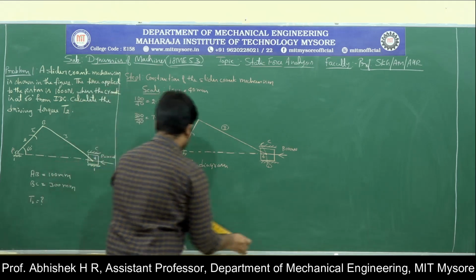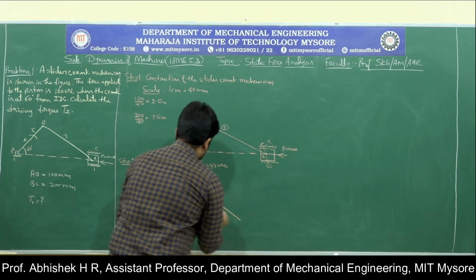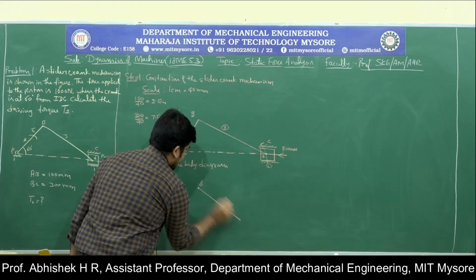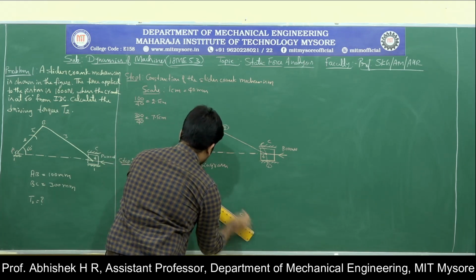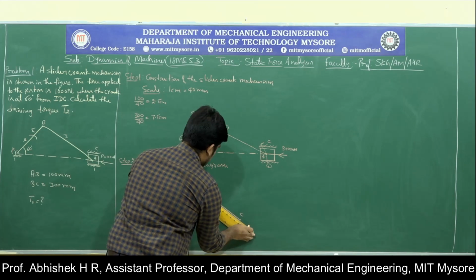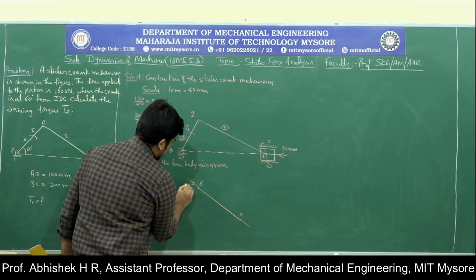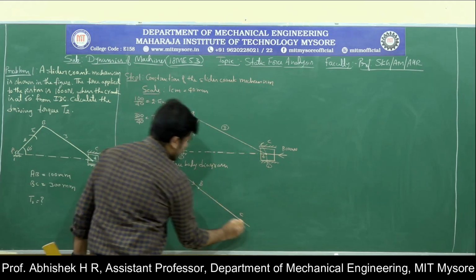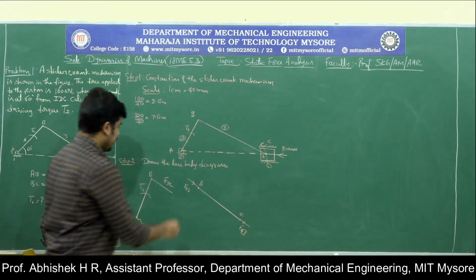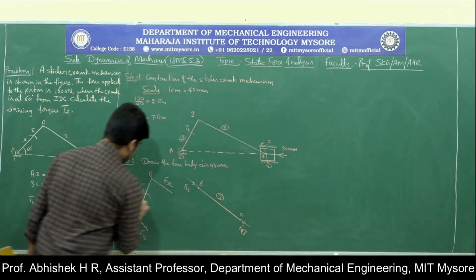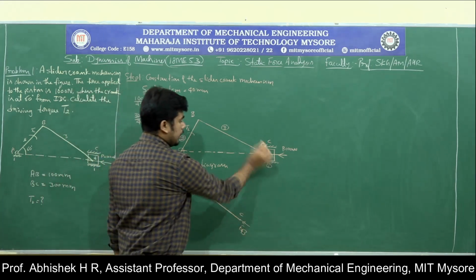Now we have BC. Draw a line parallel to BC, and the forces acting on link 3 are F23 and F43. This is link 3, this is link 2. Okay, now we have link 4.